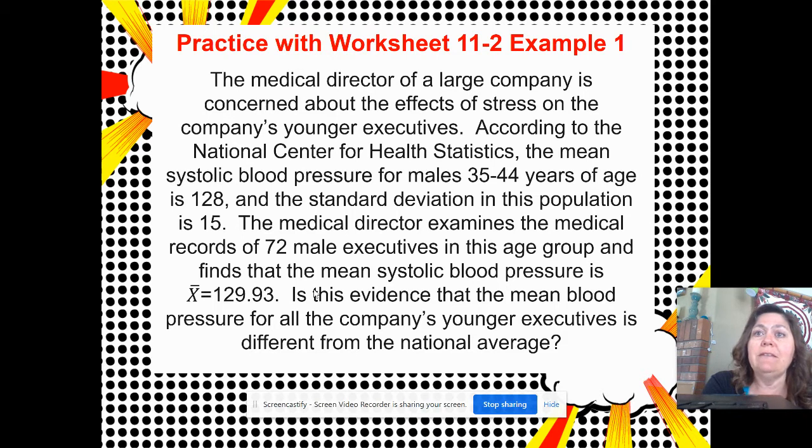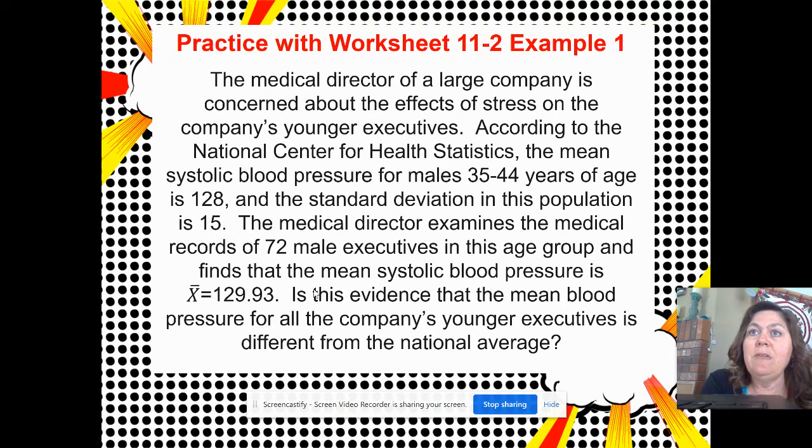So your task is to find, is this evidence that the mean blood pressure for all the company's younger executives is different from the national average? Different from, it didn't say less than, greater than, just says different from. So hopefully your mind is spinning. You're going, oh, this is a two-tailed test this time.